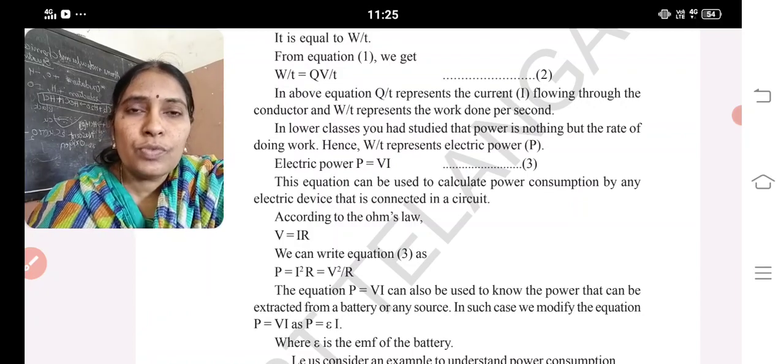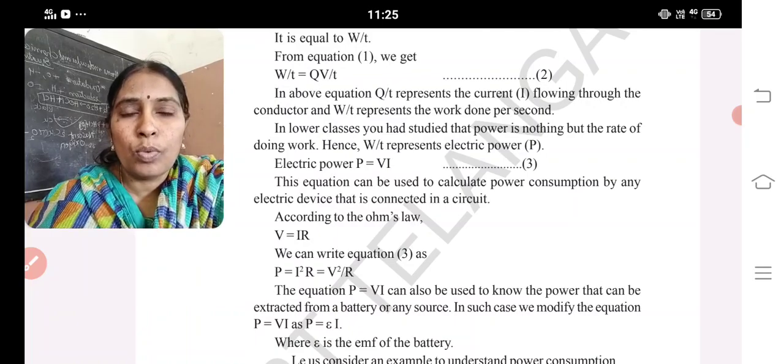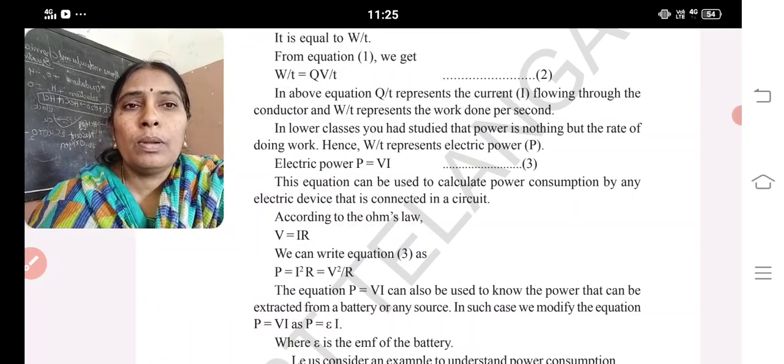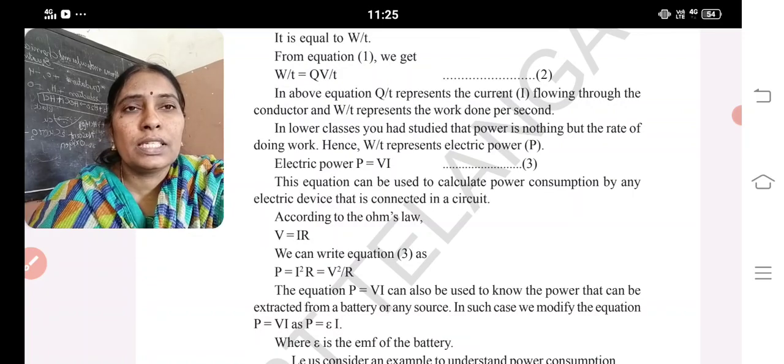The derivations which we discussed related to light, I said that the lens maker formula, lens formula and mirror formula derivations are not important, but the formulas are important to solve the problems. Here, derivations as well as problems are important. So the next topic is power.